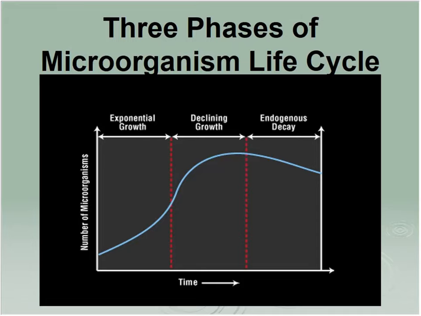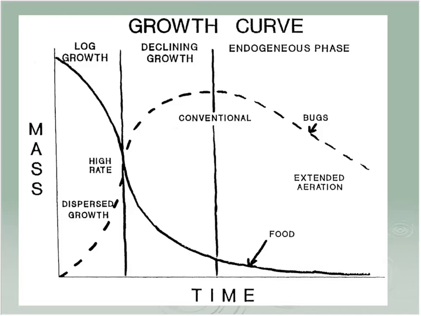So these organisms, they have what are referred to as three phases of growth. And you look at it from the standpoint of we're starting up a whole new process. Another way of looking at it. There's log growth, declining growth, and what we call endogenous phase.